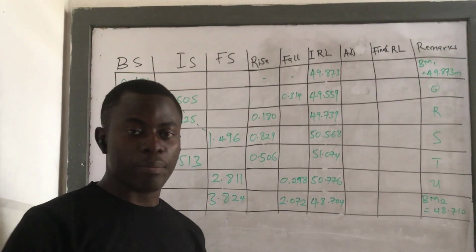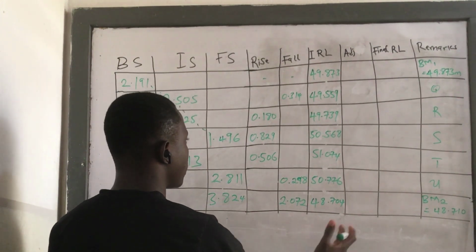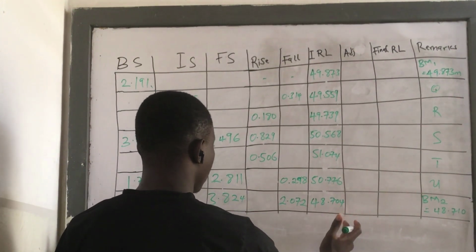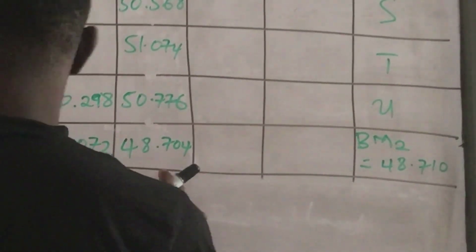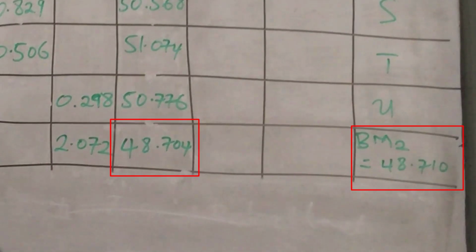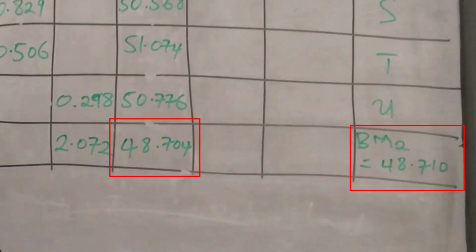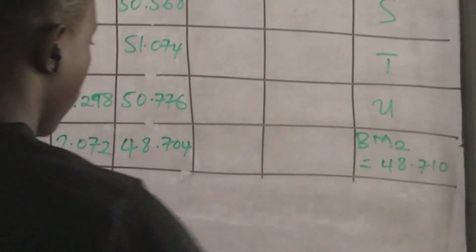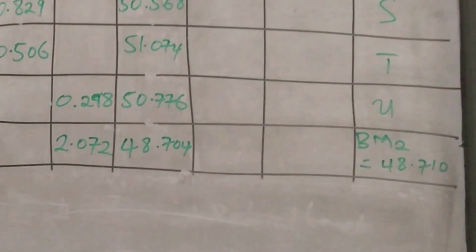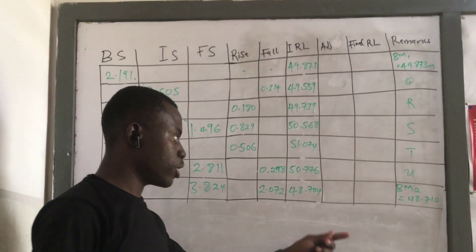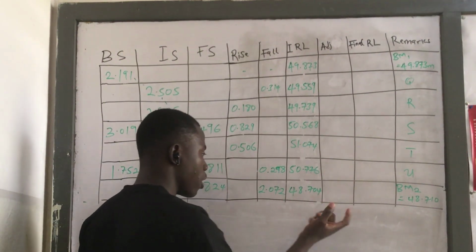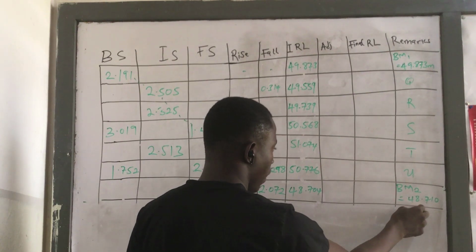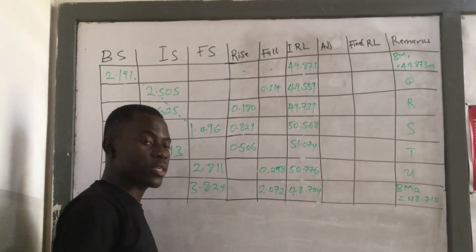Now, this is where the second benchmark comes in. Ideally, you would have been done. Ideally, your computation is over. But when you look at what you're supposed to get for Benchmark 2, you were supposed to have a height of 48.710, but then you had 48.704. That's where the second benchmark plays a role. So you realize that there's a discrepancy somewhere. There's an error, right? This was what you were expecting to get, but this was what you observed.